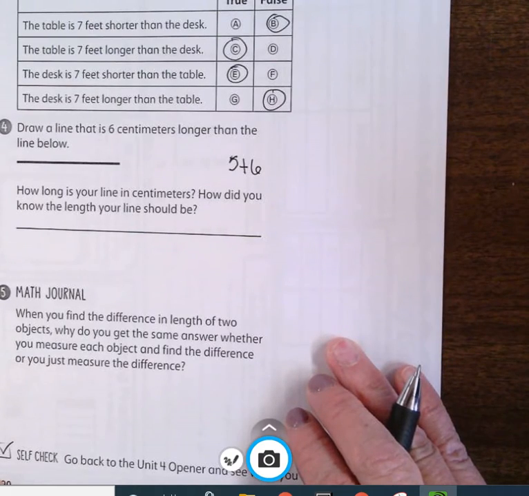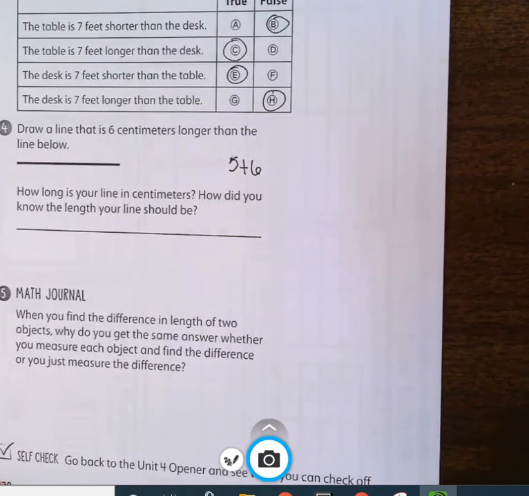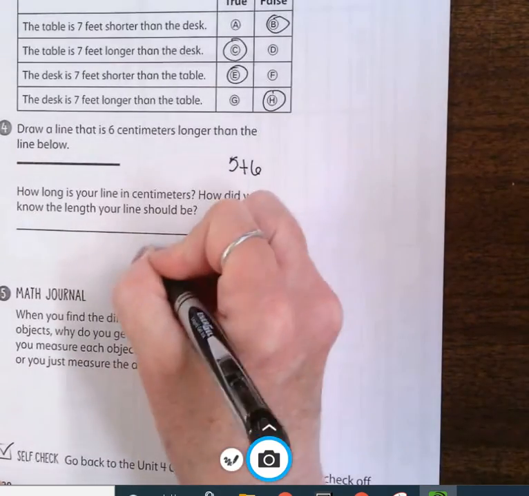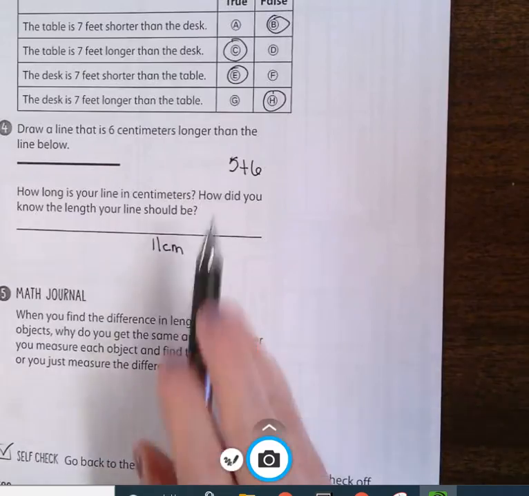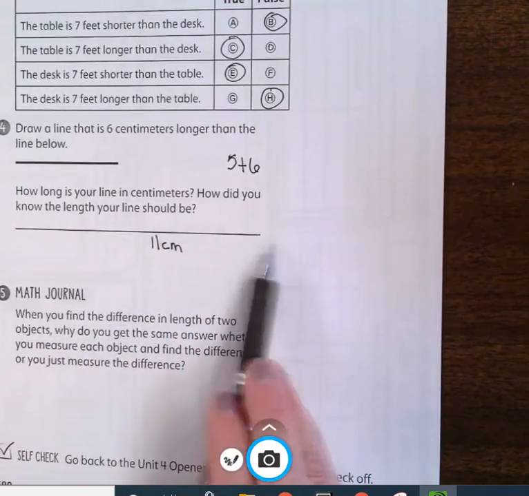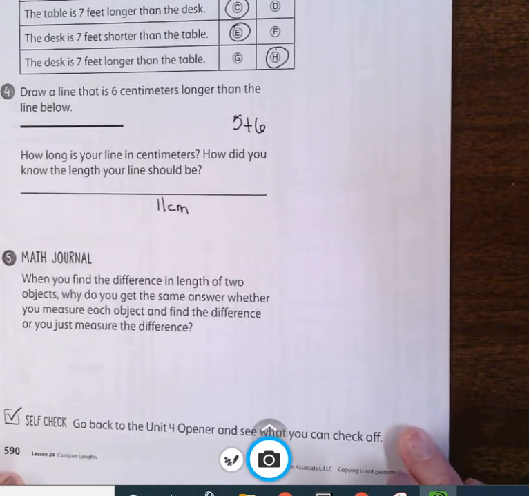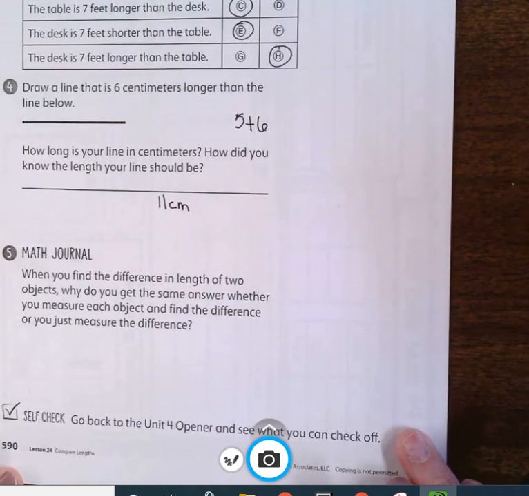How did you know the length your line should be? Well, first, how long is it? How long is it? 11 centimeters, right? How did we know? Because we measured to find the line already on the page, and it was 5 centimeters. And since 5 plus 6 equals 11, I knew that it would be 11, right? Number 5, when you find the difference in length of two objects, why do you get the same answer whether you measure each object and find the difference, or you just measure the difference? I'd say because it's the same, because both ways tell you how much longer one object is than the other.